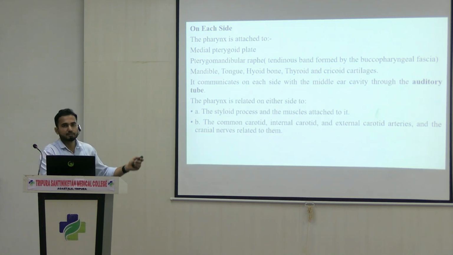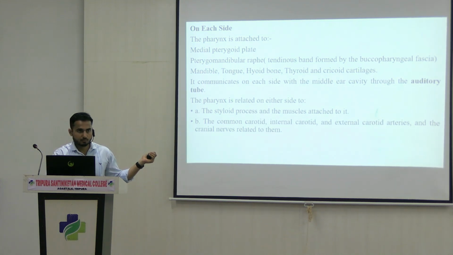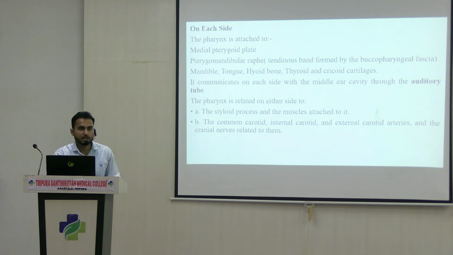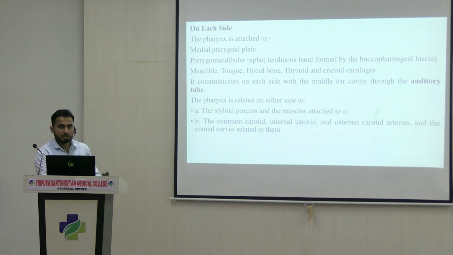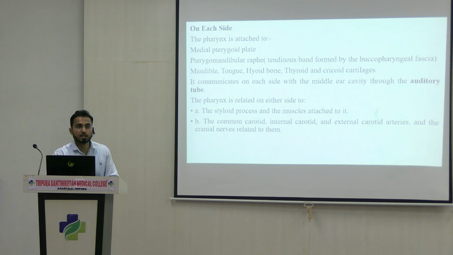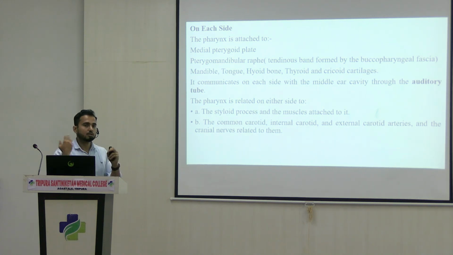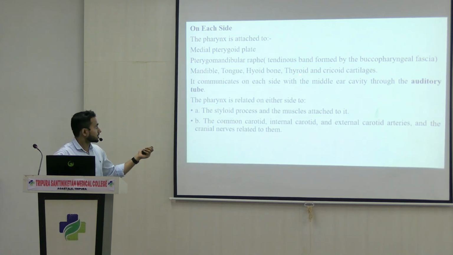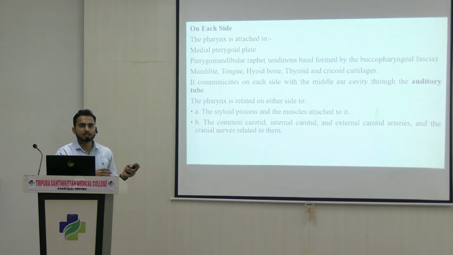Then the pterygomandibular raphe. Have you heard about this pterygomandibular raphe? I know you have studied it. You have not studied mandible. हाँ, तो mandible में attachment नहीं रहता है pterygomandibular raphe का. Recall whatever you have studied, correlate. So laterally we are getting the pterygomandibular raphe. Then we are getting the mandible on either side, then the hyoid bone, thyroid and cricoid cartilages. So from above to below, these are the structures situated on either side of the pharynx.